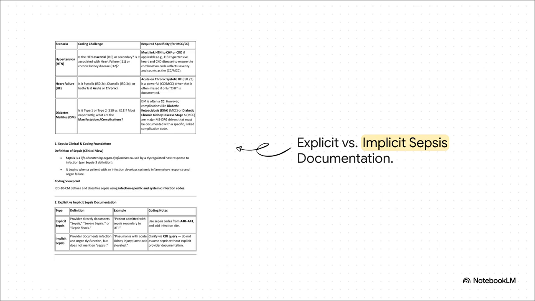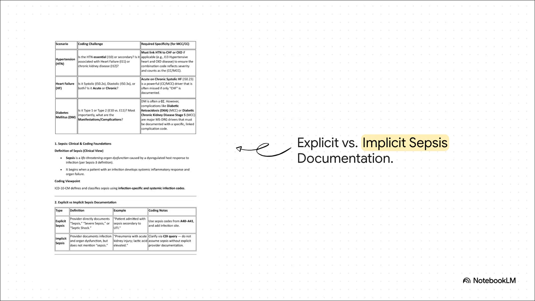We really need to clearly define the difference between explicit sepsis and implicit sepsis here. You cannot just assume sepsis because you see an infection and organ dysfunction happening at the same time in the chart. For example, if a provider documents pneumonia with acute kidney injury and elevated lactic acid, that is implicit.